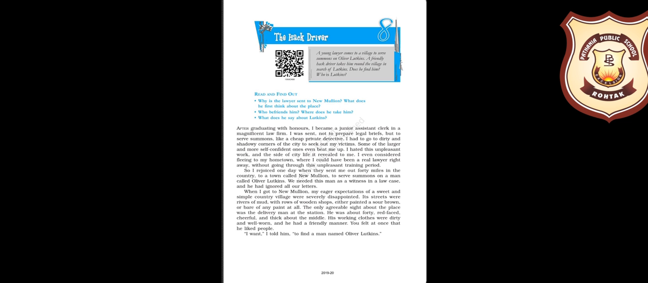"When I got to New Million, my eager expectations of a sweet and simple country village were severely disappointed." But when he reached there, he was very disappointed to see the condition of that town. Why? Because he thought that it would be a pleasant village with tall trees and beautiful greenery, but instead he found that its streets were rivers of mud. Means the streets were uncared for, rough, and covered with mud, with rows of wooden shops, a sequence of wooden shops one after the other, either painted a sour brown. They were tasteless, painted in a brown color, or bare of any paint at all. Normally in villages there are not many shops, but in this town there were so many.